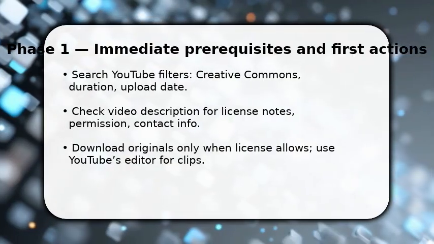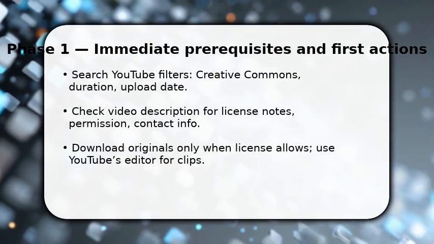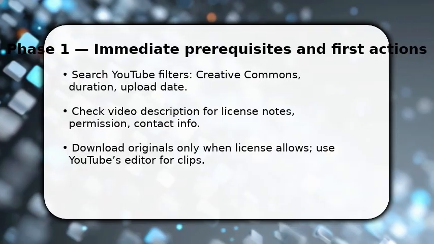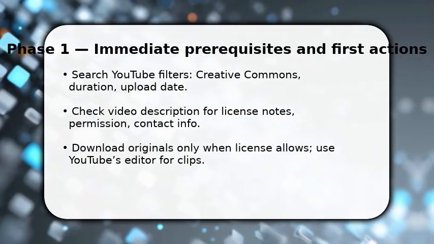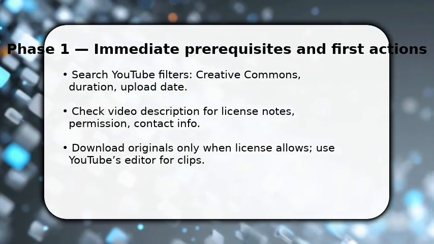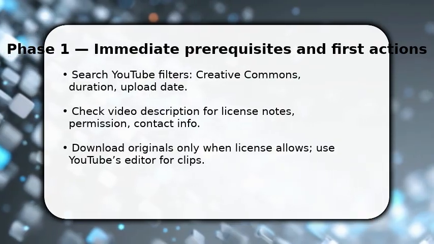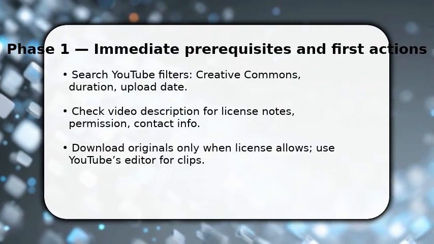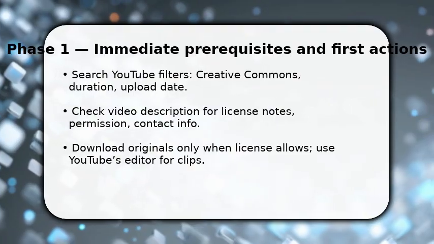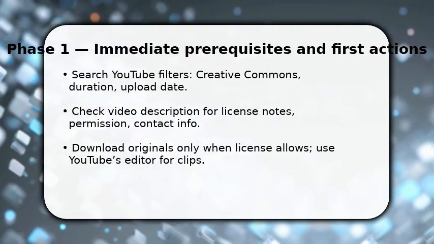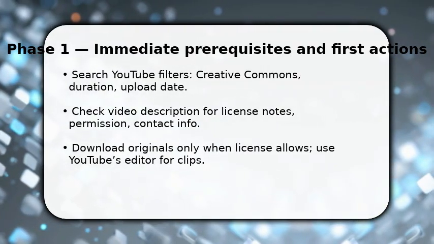You begin by locating footage you can actually use. Search YouTube and apply the Creative Commons filter, then inspect the video description for explicit license or permission. Once you find a candidate, make sure the uploader's license is valid and note any attribution requirements. If the clip is not CC, message the creator for written permission.